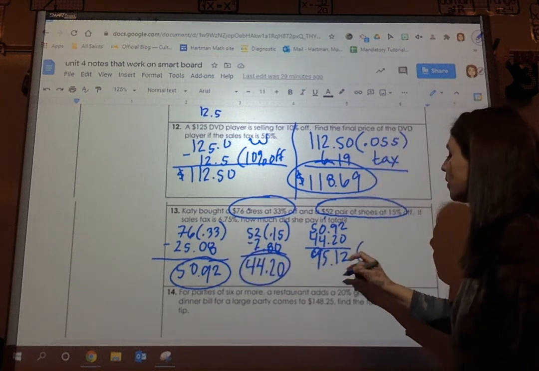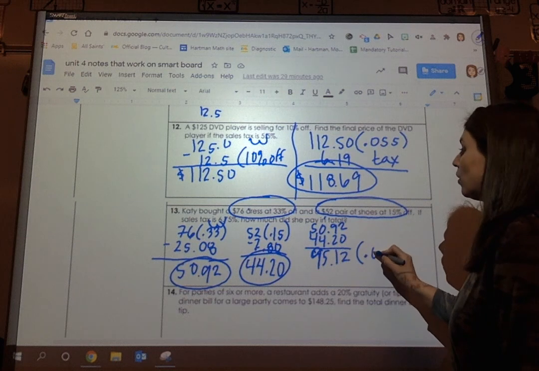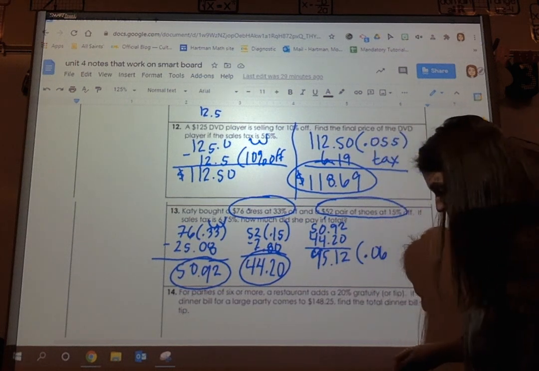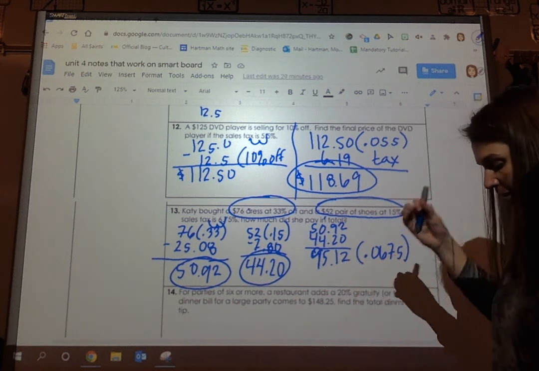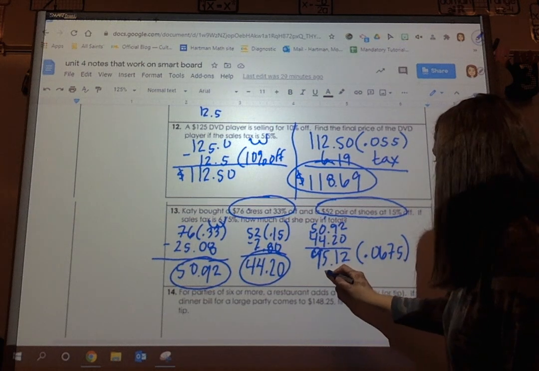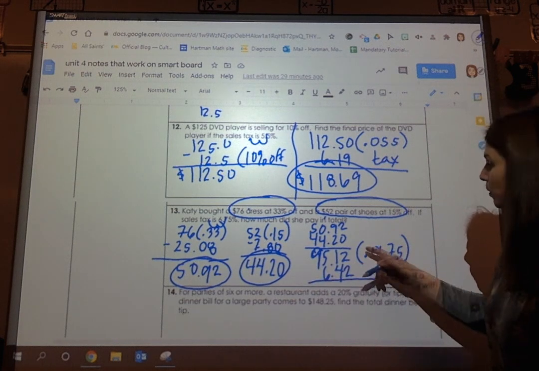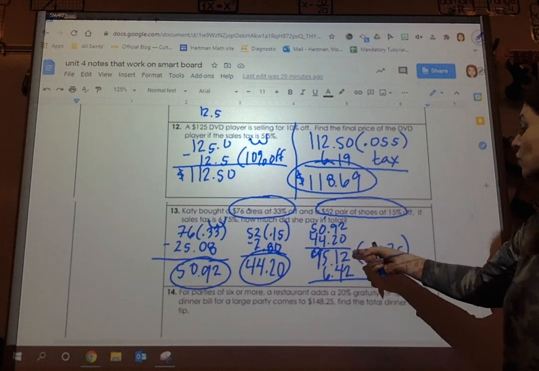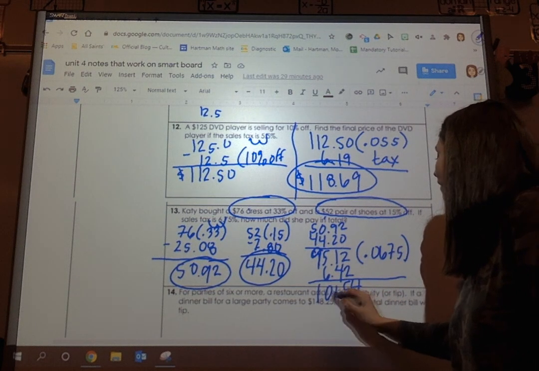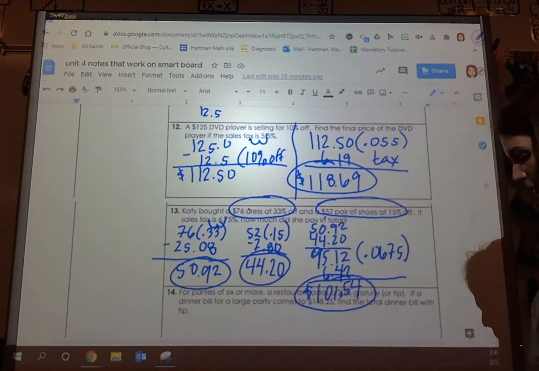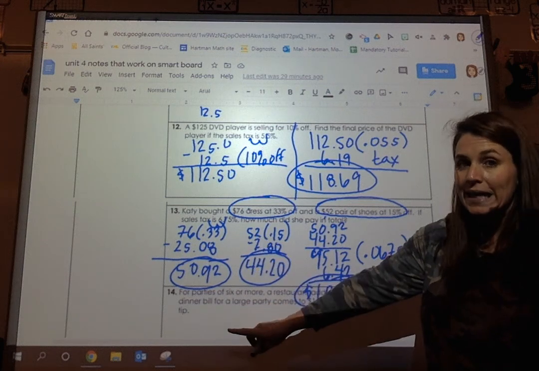So I'm gonna multiply $95.12 times 0.0675. So the tax is going to be $6.42. That's 6.75% of 95. So now added together, I'm getting out of there, and it's going to cost me $101.54. So do you see how we're breaking this up?